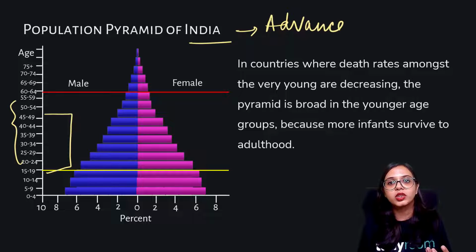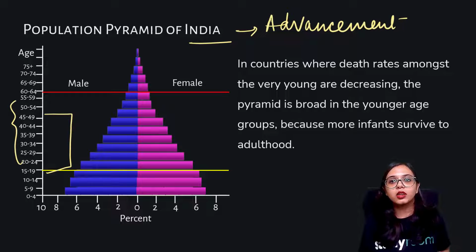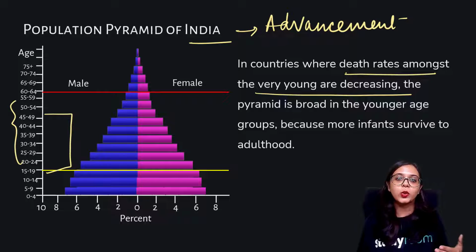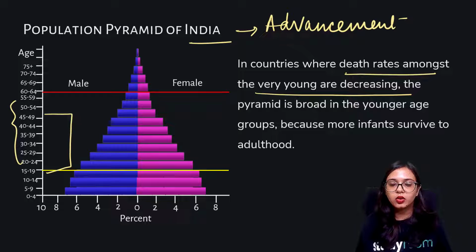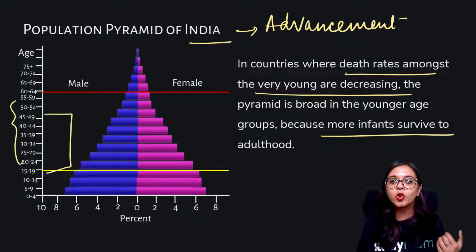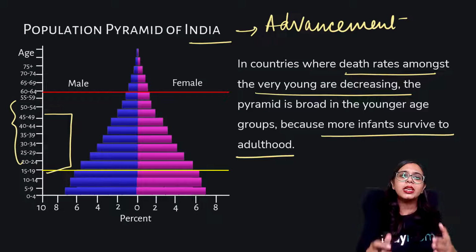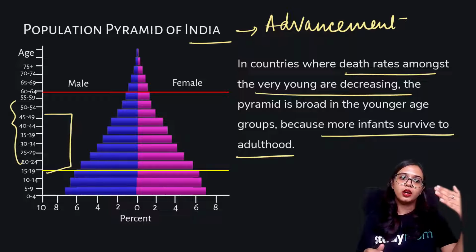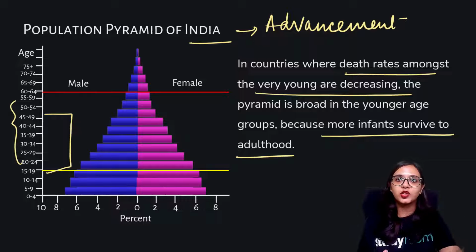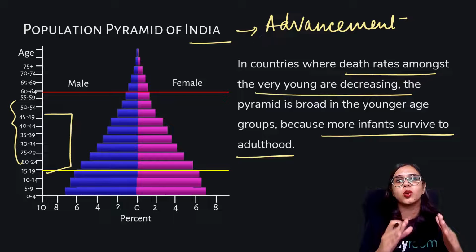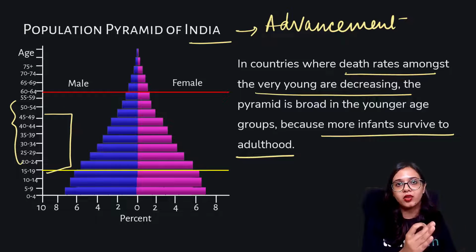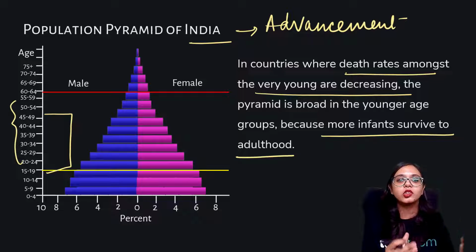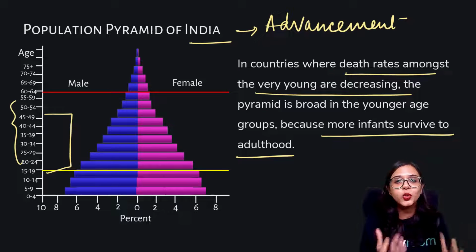So we have this opportunity, because in countries such as India, death rates amongst the very young are decreasing. That is why you have a broader base, and the pyramid is broad in the younger age group. Because more infants survive to adulthood, naturally the higher age groups are decreasing towards the top. Death rate is there because of course when you reach a certain age, you do embrace death.